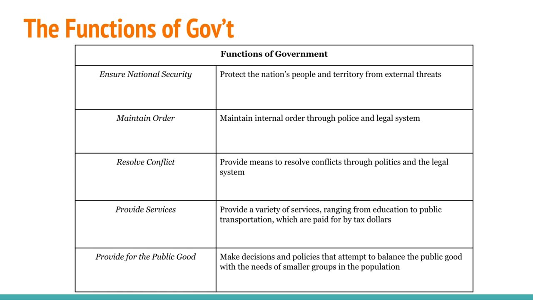And then finally, the fifth function of government is to provide for the public good. This looks like the government making decisions and policies that attempt to balance the public good, what the public needs, with the needs of smaller groups in the population. We call this the conflict between public good and individual right.